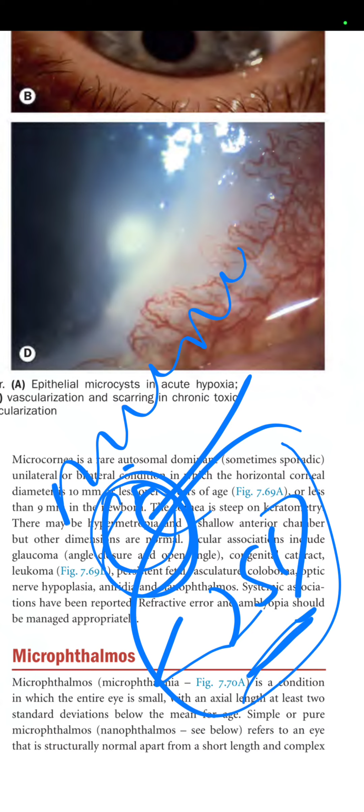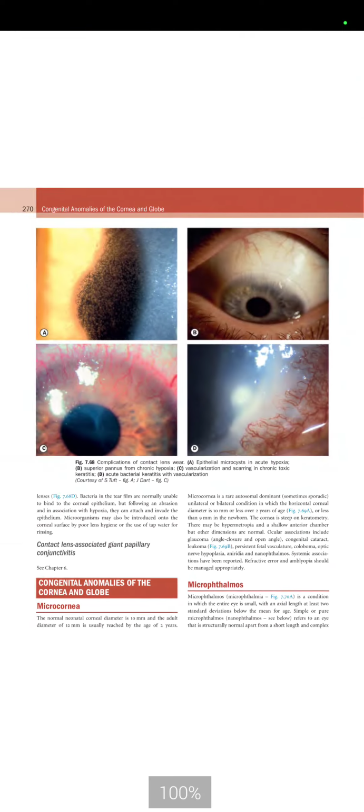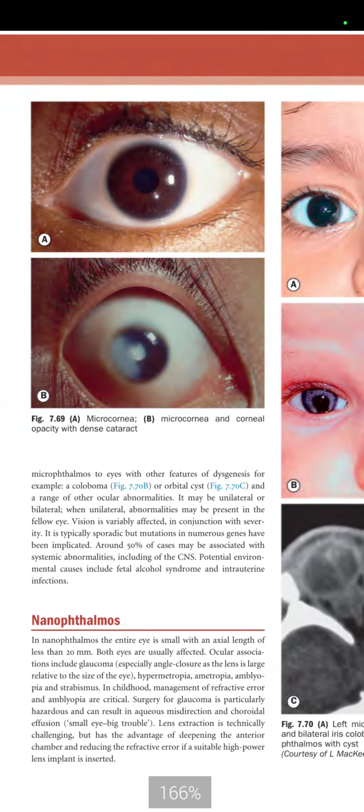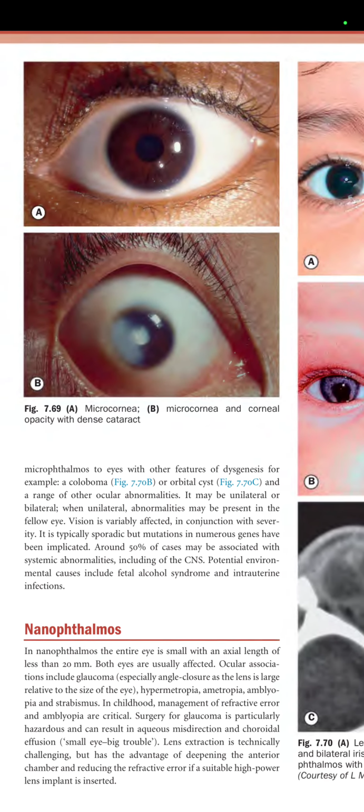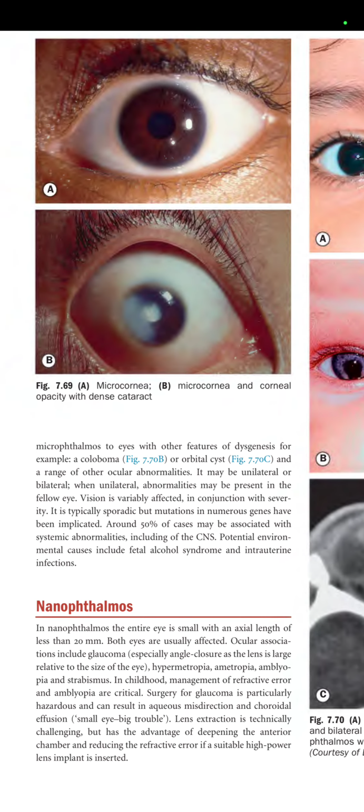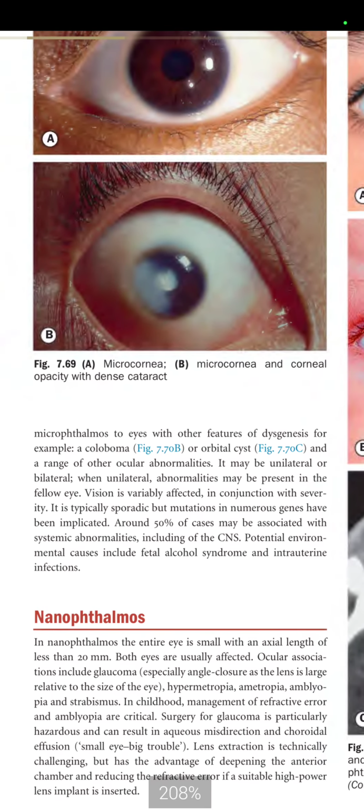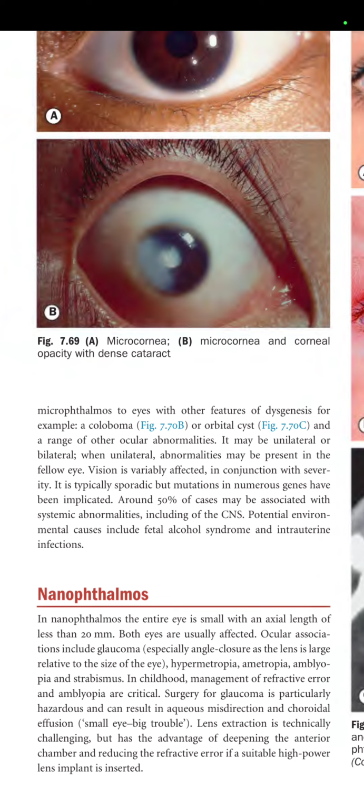Simple or pure microphthalmos, which is nanophthalmos, refers to an eye that is structurally normal apart from a short length, and complex microphthalmos refers to eyes with other features of dysgenesis, for example a coloboma or orbital cyst, and a range of other ocular abnormalities. It may be unilateral or bilateral. When unilateral, abnormalities may be present in the fellow eye. Vision is variably affected in conjunction with the severity.